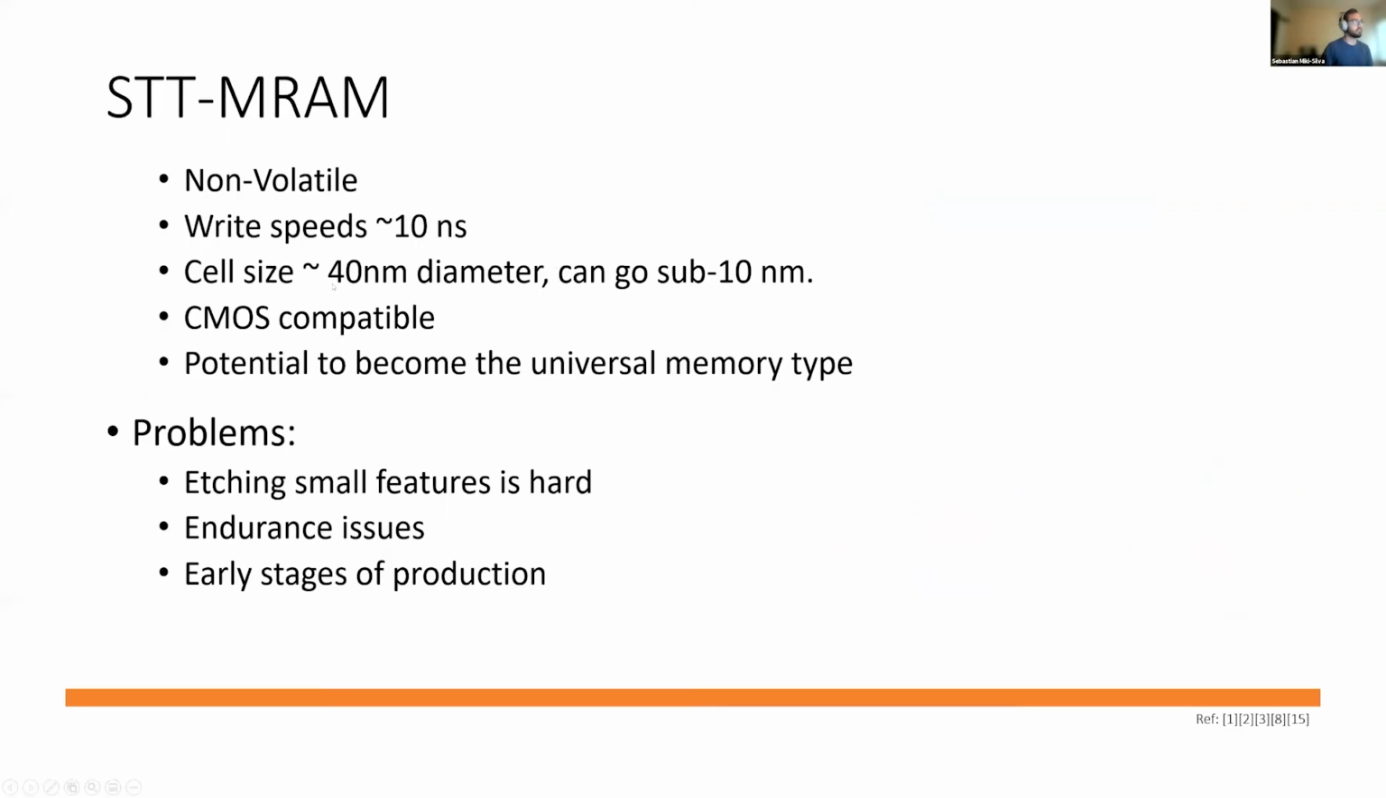So just real quick, some of the values that I found for STT-RAM, some of the ratios are very low. Again, you can achieve a high density. It has potential to go for sub 10 nanometer cell sizes. And there are still some problems because it's very early in the stages of production. But it has the potential to become the universal memory type. Okay, that's all I have.